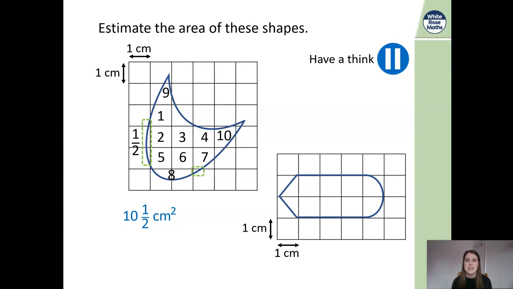Now this shape on here is a little bit easier. We can count all the whole squares. We know we have 6.